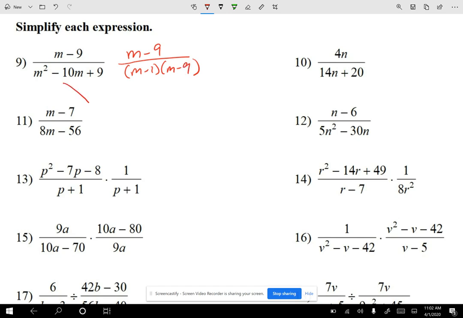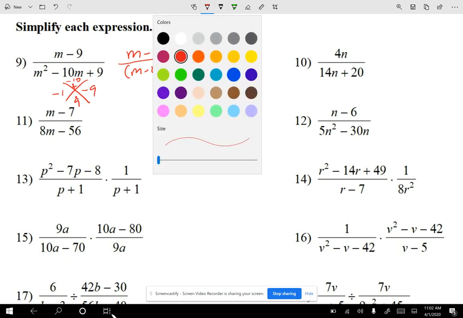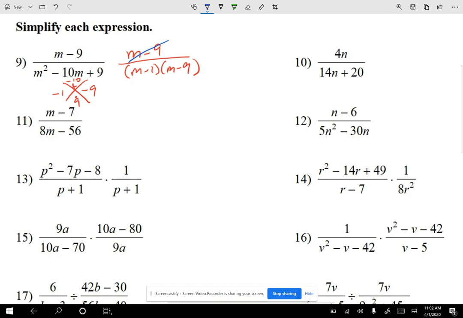Now, if you're wondering, how did I do this? I was looking at two numbers that multiplied equals 9, but when I add them, it's equal to negative 10. So negative 1, negative 9. That's how I got these. Now, let me cancel any common factors. The m minus 9 with the m minus 9 cancel out. So at the bottom, I have m minus 1. The top, I cannot leave it empty. Now, the way I will type this, a 1 on the top over m minus 1 at the bottom. Make sure you use your parentheses.